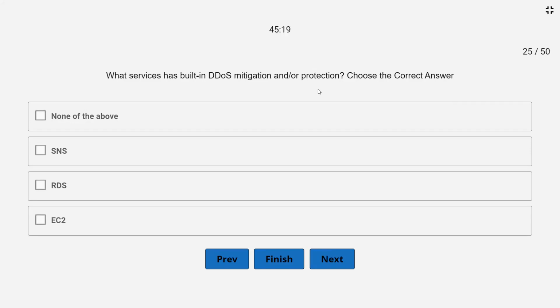We get DynamoDB, we get Aurora, we get RDS. Yeah. Where is the non-relational one?